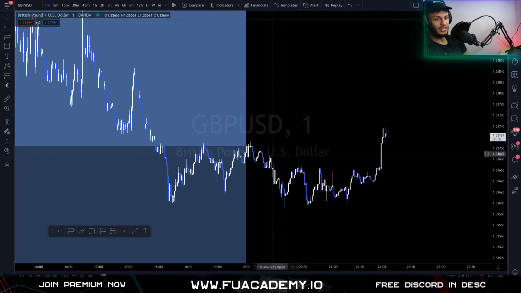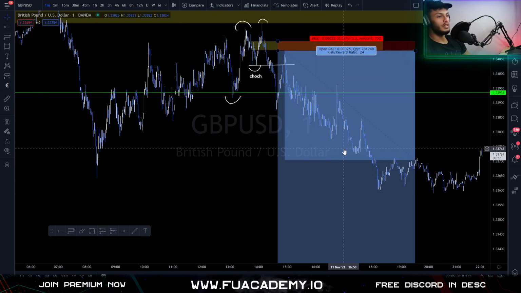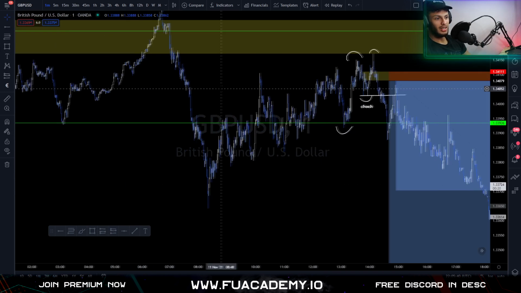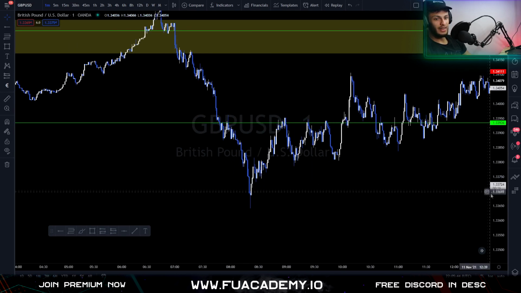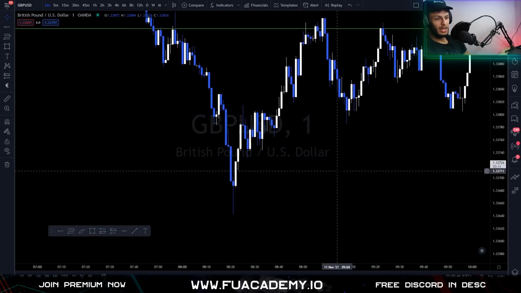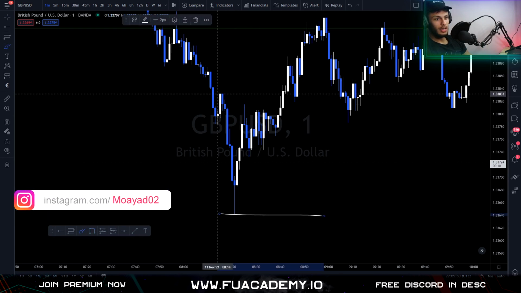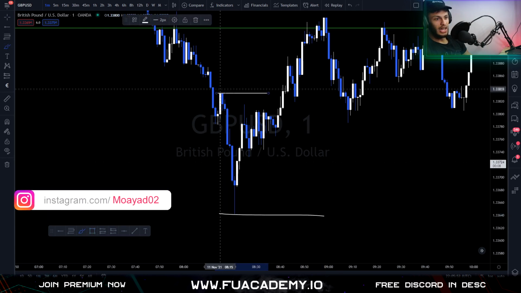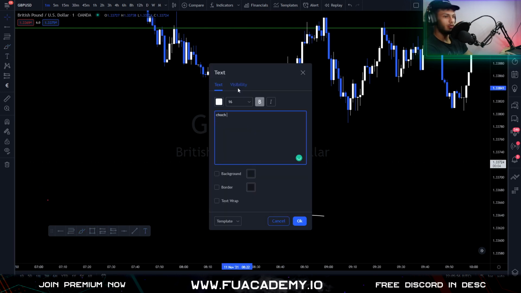Currently, it's just consolidating. Now, we identified a CHOCH from upside to downside. To identify a CHOCH from downside to upside, very, very simple once again. So here would be my CHOCH. I have my lower low, and I would have my most recent high, and a break above this is my CHOCH.